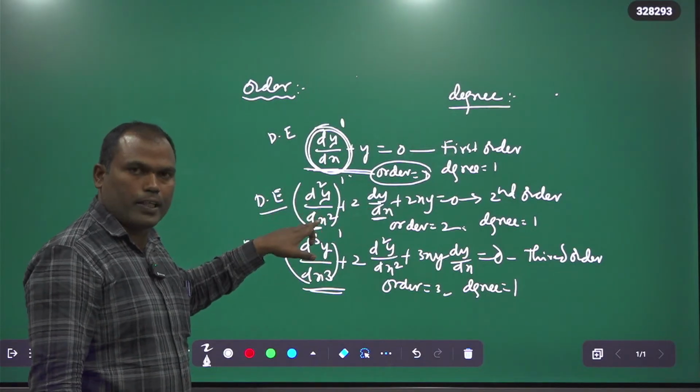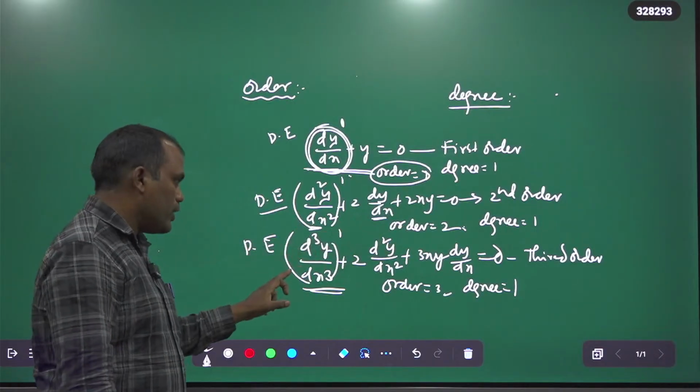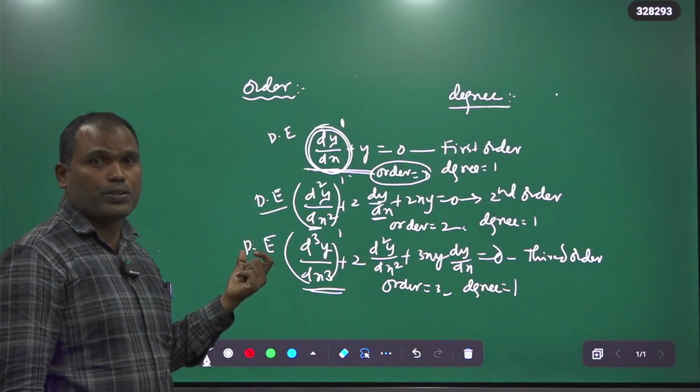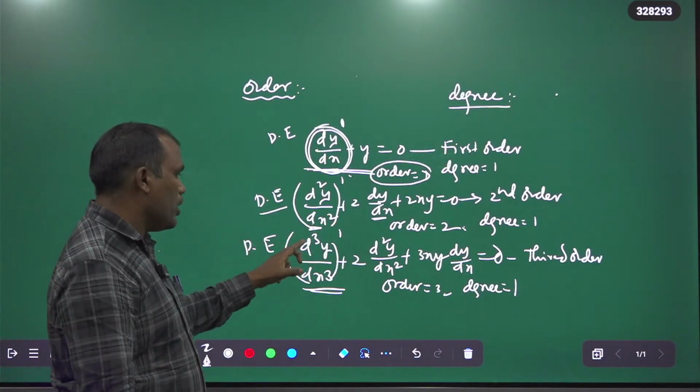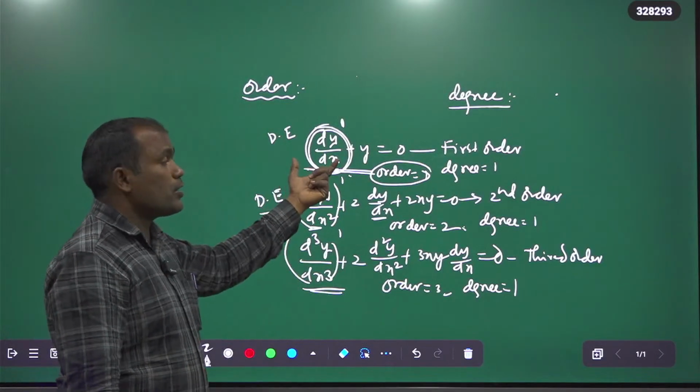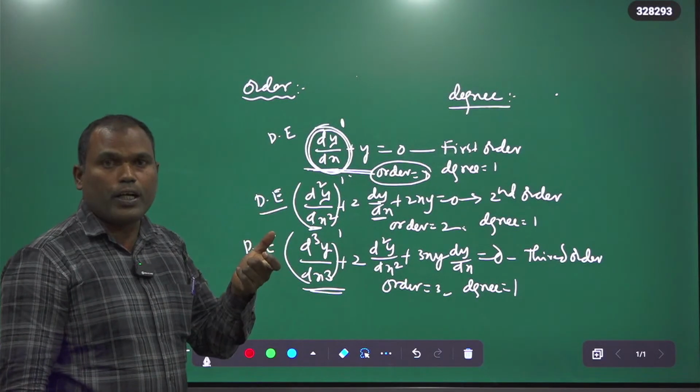And in this case, the highest derivative is d square y by dx square. So order is 2. And in this case, d cube y by dx cube is the highest derivative of the given differential equation, which is called the order. So order here is 3. So degree means the exponent or power of the highest derivative.